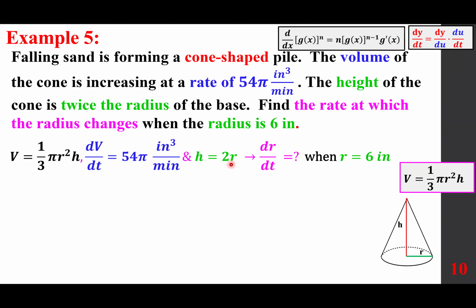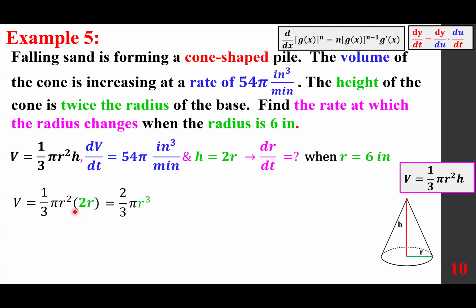Now, they are asking for dr/dt, so you're going to replace the h. If by any chance they're asking for dh/dt, you can replace the r. r is h over 2, okay? Remember, h is 2r. So first and foremost, replace the h with 2r. So the volume is 1/3 pi r squared times h, which is replaced by 2r, and therefore it's 2/3 pi r cubed. Now we are ready to differentiate.